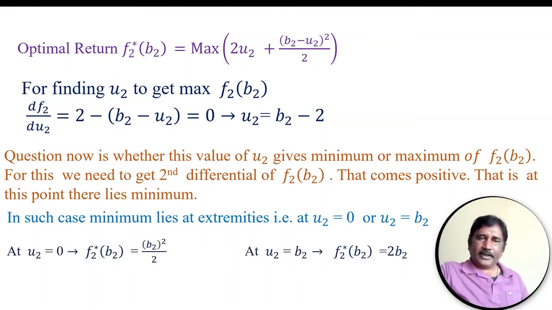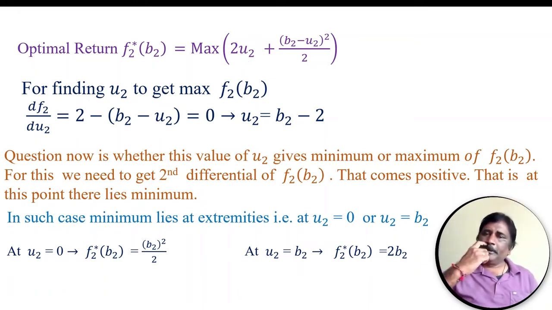So what we will be doing is, at u2 equal to 0, when in this function I put u2 equal to 0, I'll be getting the value of the return at u2 equal to 0. At one extreme I'll be getting it as b2, this is 0, b2 minus u2, u2 is again 0, so b2 square by 2. And at the other extreme where u2 is equal to b2, this becomes 0 and this is b2. So you will be getting 2 into b2.